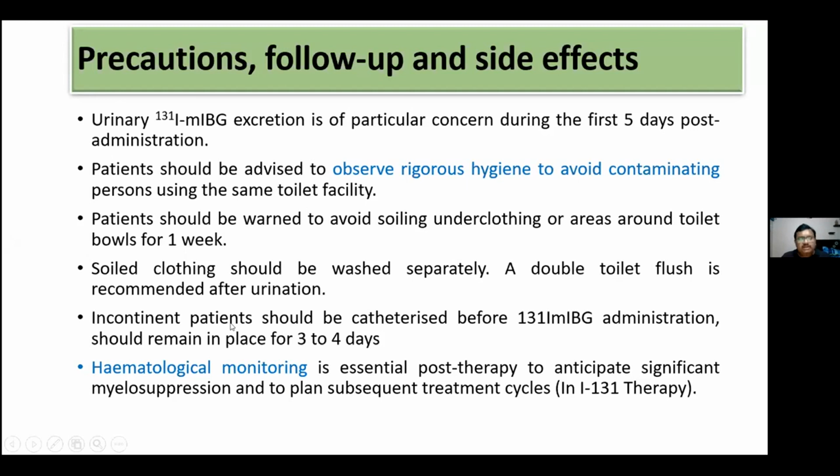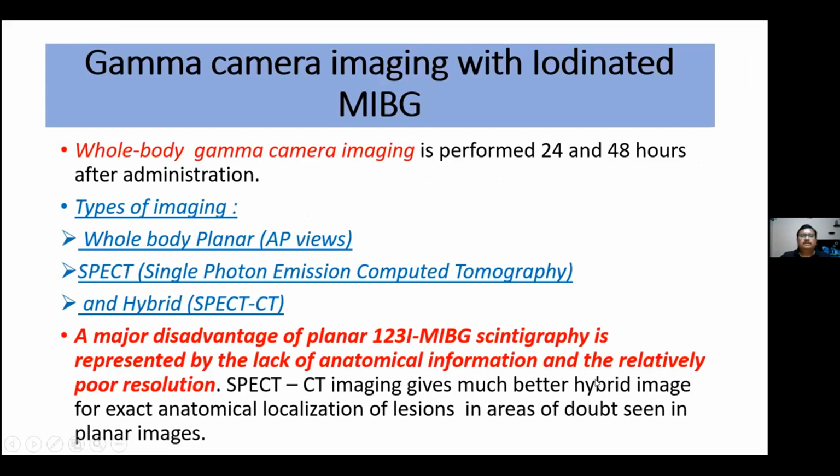Incontinent patients, and children who are really sick, need to be catheterized before the administration, and the catheter should remain in place for 3 to 4 days. Now, when we give therapy, I-131 therapy is also given in MIBG. Hematological monitoring is essential to anticipate significant myelosuppression and plan the subsequent treatment cycle. So the main side effect is myelosuppression in case of therapy, not in case of imaging.